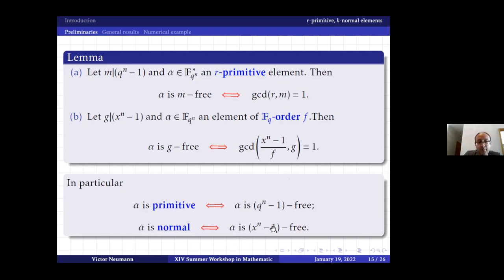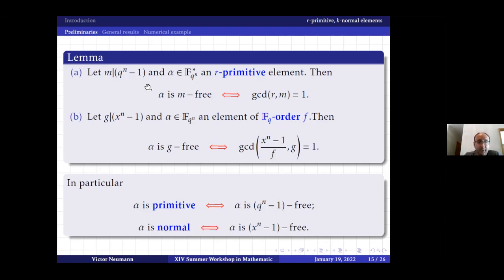In the same way, we can prove this for normality. If alpha is normal, f is equal to x^n minus 1, so the quotient is equal to 1, and we may choose g to be x^n minus 1. So alpha normal implies alpha is (x^n minus 1)-free. And if alpha is (x^n minus 1)-free, so g is x^n minus 1, a divisor of x^n minus 1, then the gcd is equal to 1 and also equal to (x^n minus 1) over f. So f is equal to x^n minus 1, which means that alpha is normal.